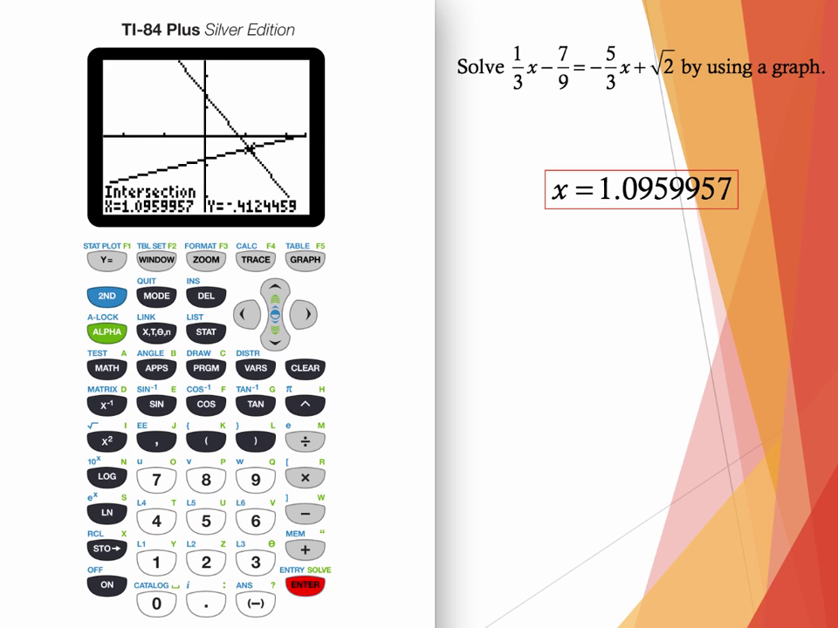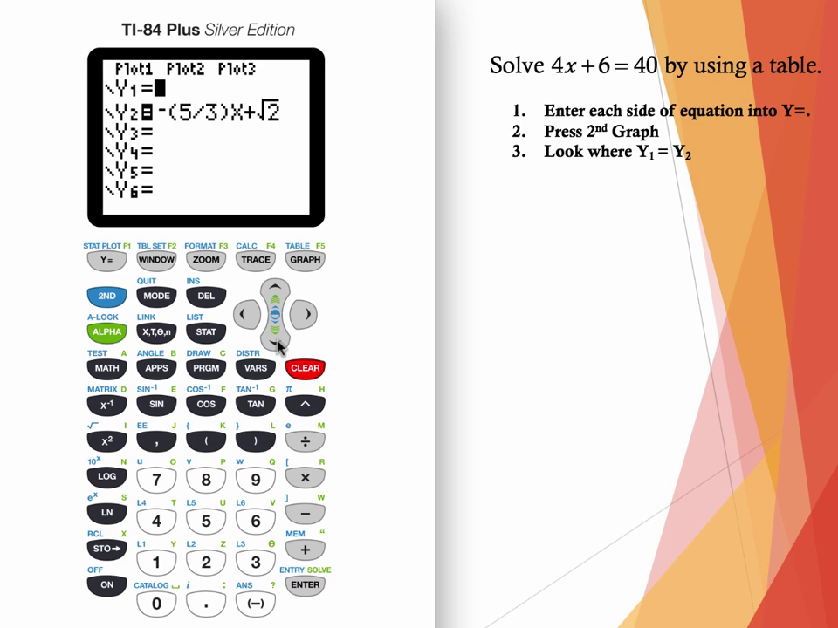In the next example, we're going to use our table. And what's nice is that the instructions really don't change all that much. We start off the same way. We plug in the left-hand side into y1 and the right-hand side into y2. So we're going to try again a very easy example, and then we'll move on to something a little bit more difficult. So 4x plus 6 will go into the left-hand side. So that's y1, 40 is y2.